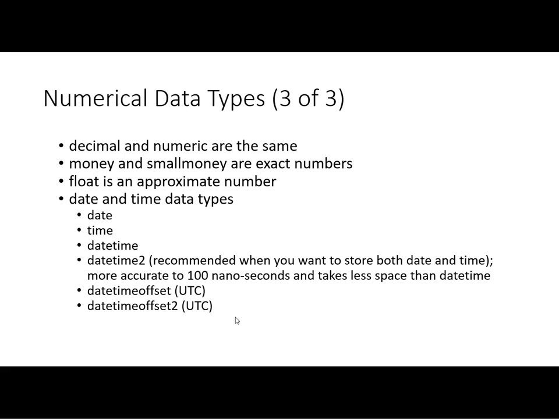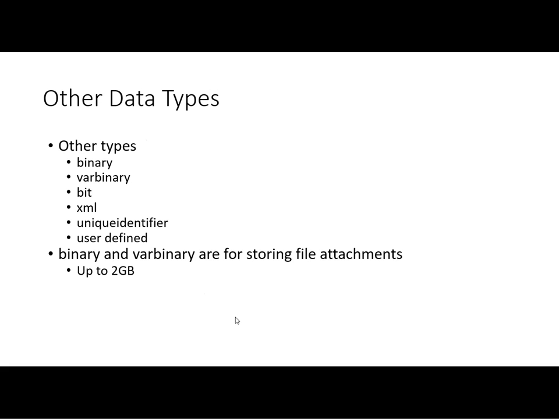There is a floating number available, which is an approximation number. So you use that for scientific work, generally speaking. We do have date and time data types. There's a date, there's a time, and there's a datetime combination. SQL Server has a datetime2, which is recommended for you to use because it's more accurate than datetime and also takes up less space. If you're interested in working with international time, you can use datetimeoffset and the later one, which is datetimeoffset2.